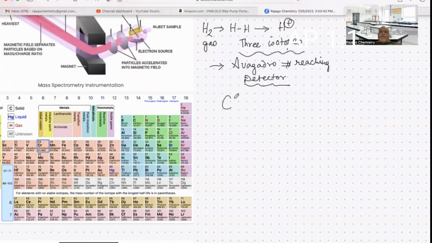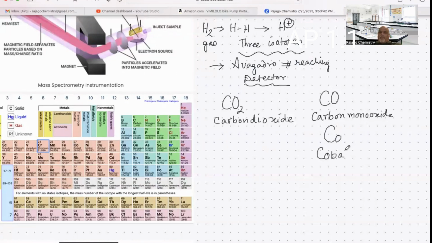Okay, and when writing the formulas it is also very important. If you write carbon with an oxygen, this is carbon dioxide. If you write C with a big O, it is carbon monoxide. But if you write C with a small o, this is not carbon monoxide. It's an element, cobalt. There's a difference between how you write them.